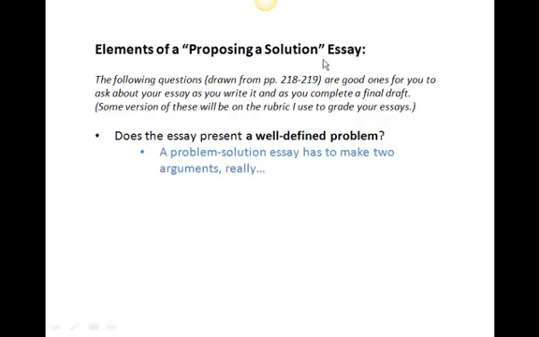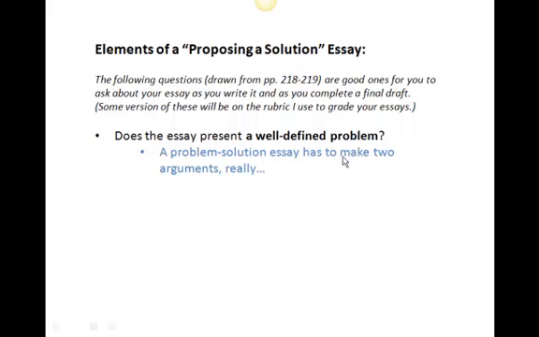The book calls it a proposing a solution essay, but they make it clear that it's really what many other books call it, a problem-solution essay. And in an odd way, a problem-solution essay requires you to make two arguments, really. You need to present a well-defined problem. In other words, you have to argue that there's a real problem that you're solving and present a convincing argument in support of a proposed solution. So in an odd sense, this is a paper that asks you to really weave together two arguments.